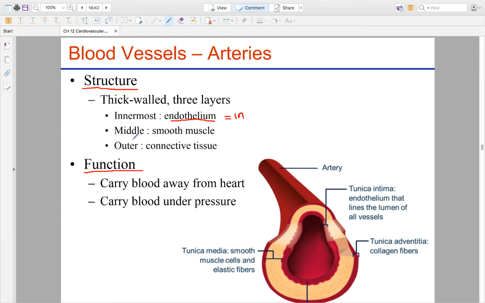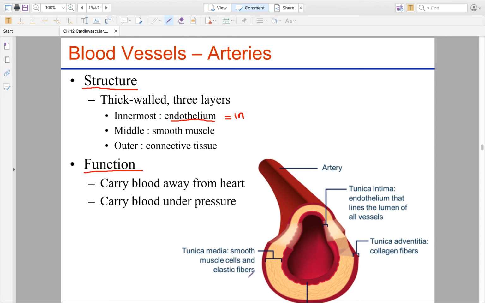The middle is made up of smooth muscle, which is important because smooth muscles contract. Therefore, these muscles, they're very thin, but they're there. And their job is to contract the arteries so that they can move blood and circulate it around your entire body. The goal is to deliver oxygenated blood to every single cell throughout your body. The outermost layer is connective tissue. Okay, function, obviously carry blood away from the heart. It carries it under pressure.